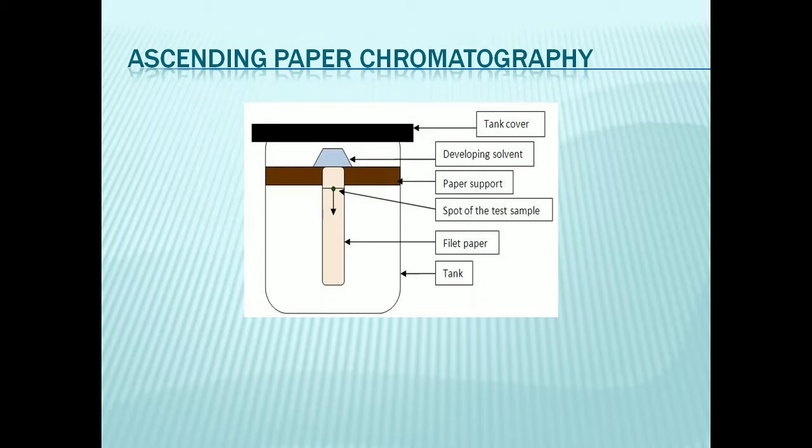A suitable development solvent is taken in the chromatographic tank and it is covered for some time so that the air in the tank gets saturated with solvent vapors. Now, the filter paper strip with the sample spot is suspended in the tank in such a way that the lower end dips in the solvent. The solvent rises up along the paper due to capillary action.